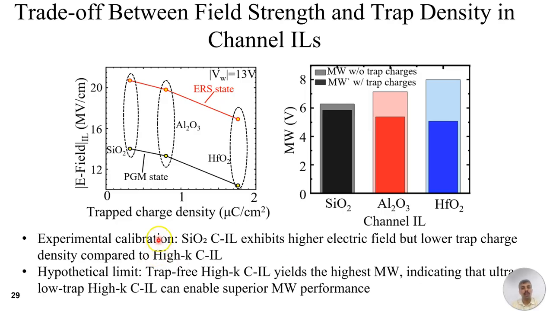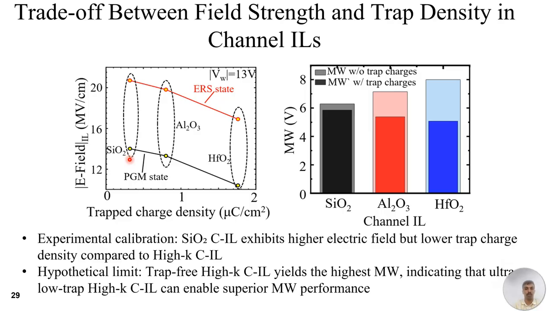Further, we calibrated the experimental results and estimated the electric field. So we see that SiO2 CIL has the highest electric field in programmed and erased state with the lowest trap charge density, whereas HfO2 has the highest trap charge density but the lowest electric field across the IL in programmed and erased state. So we saw previously that SiO2 CIL delivers superior reliability performance.